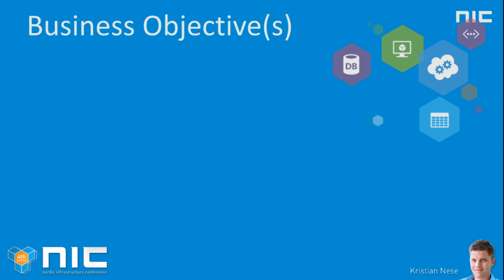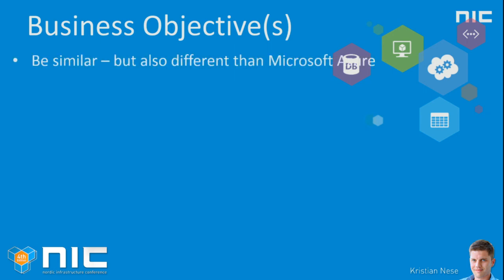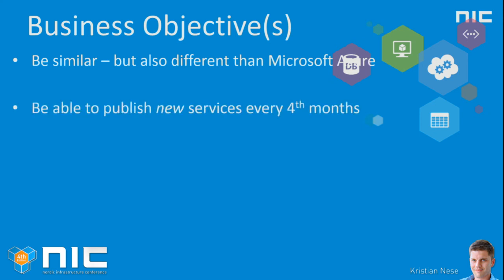So why did we do this? Well, of course, talking about cloud consistency again. Every wanted to be similar, but also different than Microsoft Azure. So in order to drive cloud consistency, not only internally, but also externally towards customers, it's important to provide the same set of services. They'd like to be able to publish new services every 4th month or so.